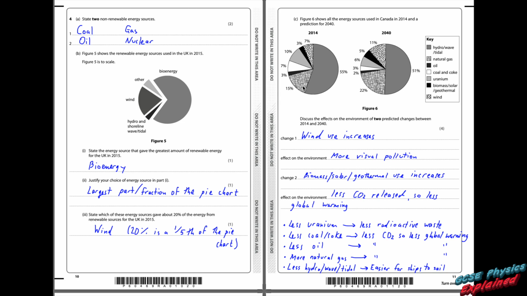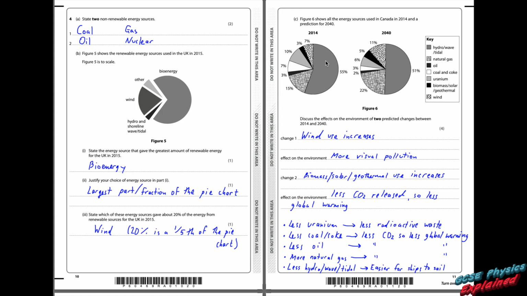Coming down to this stripy one, that's natural gas, so that's going to increase as well. So more natural gas. Well, do you know that natural gas does not give off CO2? So once again, there'll be less CO2 and so less global warming. That's what these little dashes mean, the same as above.